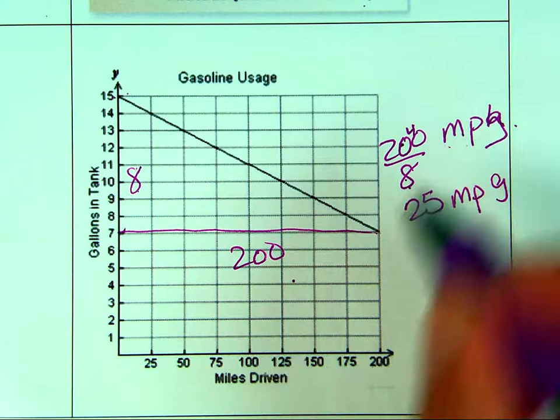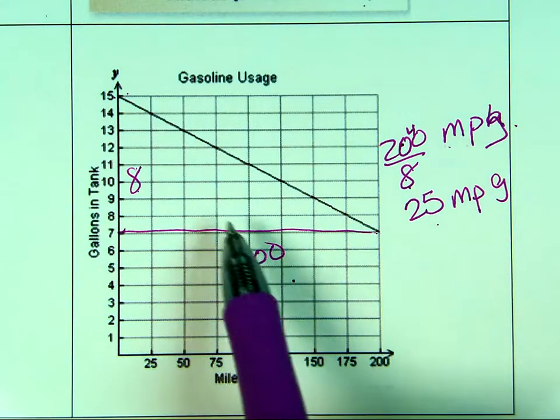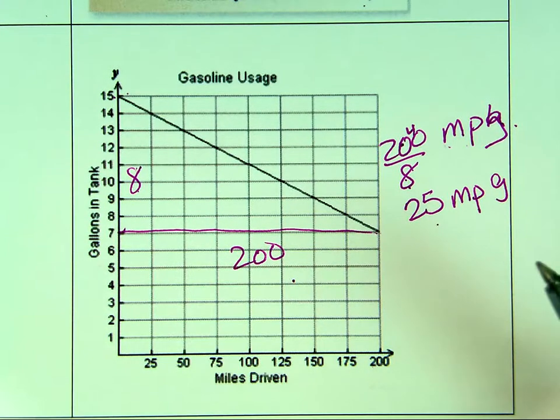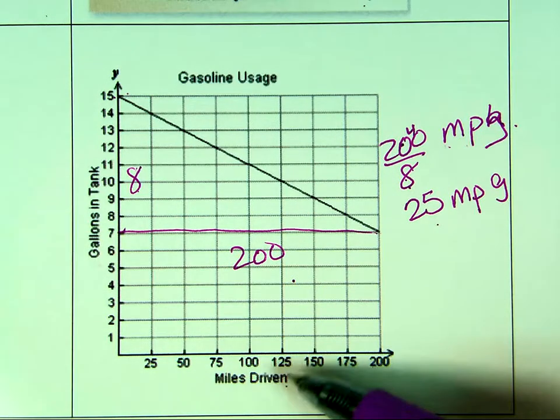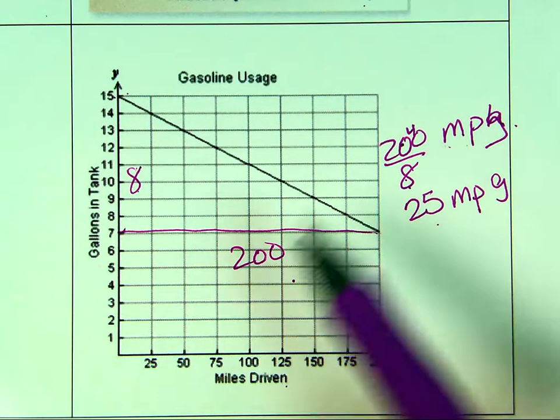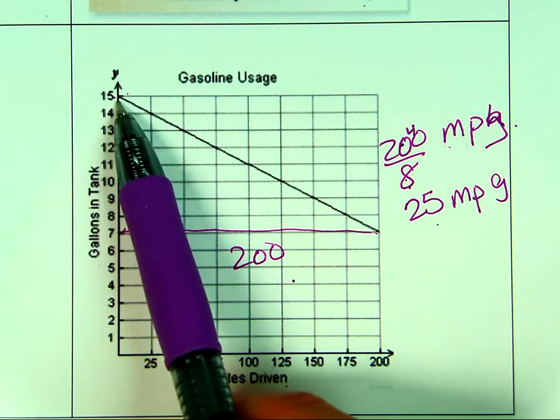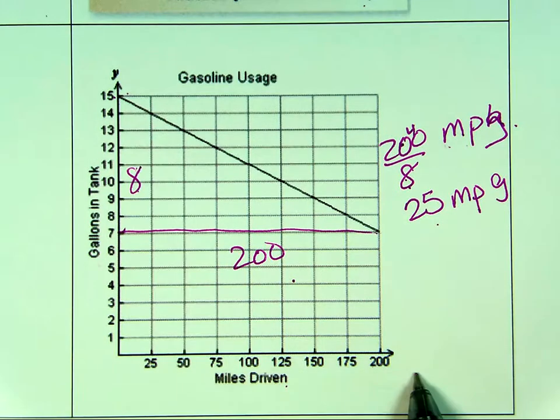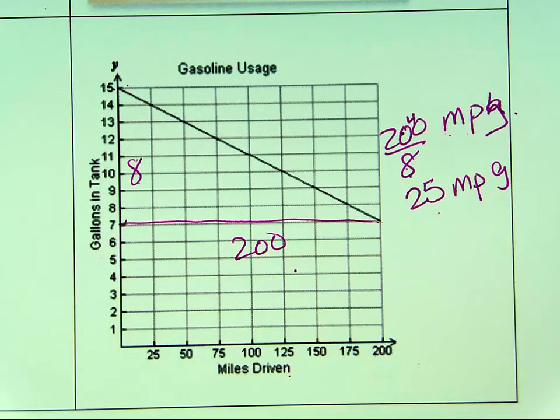So what does it mean? What does the slope mean? It means how many miles we're getting per gallon, or how many gallons we're getting per mile. And then what does the y-intercept mean? What we started with. What's the x-intercept mean? The miles we would be at when we didn't have any gas in our tank if we didn't fill up. Okay, so that is just some analyzing graphs.